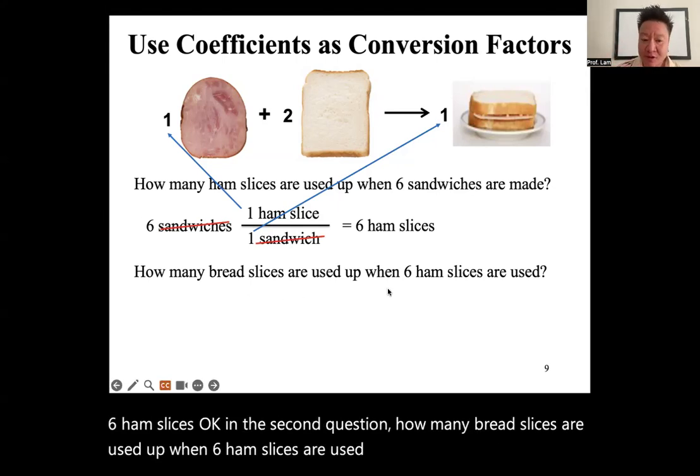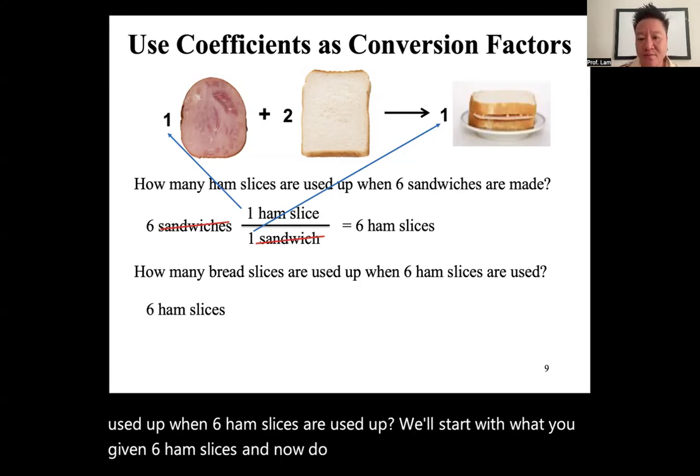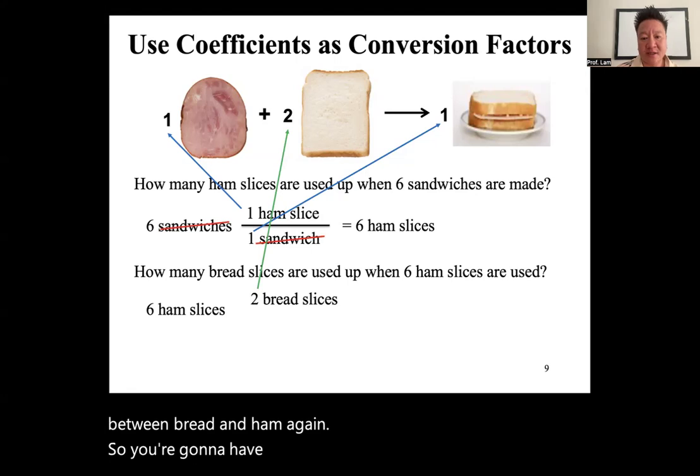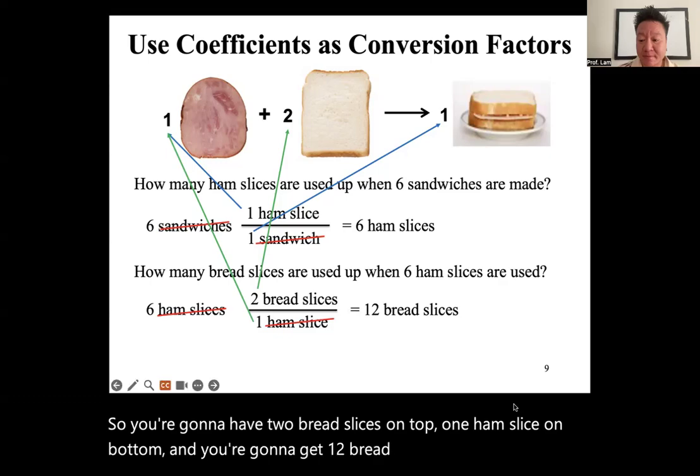In the next question, how many bread slices are used up when 6 ham slices are used up? Well, start with what you're given, 6 ham slices, and now do that mole to mole ratio between bread and ham again. So you're going to have 2 bread slices on top, 1 ham slice on bottom, and you're going to get 12 bread slices, right?